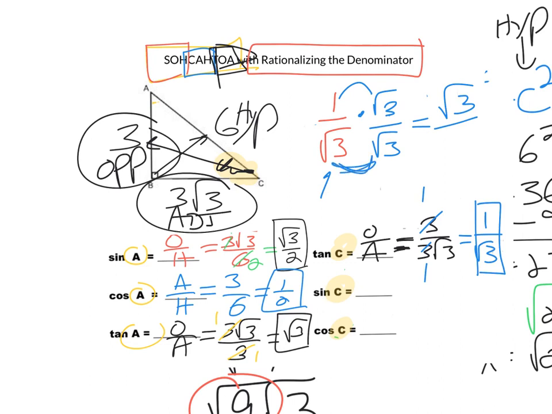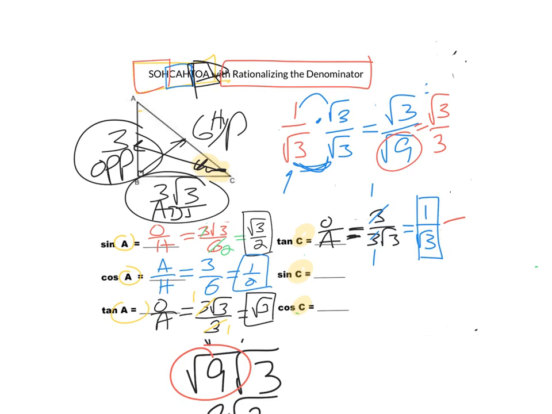Radical 3 times radical 3 is radical 9. But what is the square root of 9? That's just the number 3. So here I have radical 3 on top and the number 3 on the bottom. And that's what our final answer is going to be. That's a more acceptable form because you're not allowed to have a radical in the denominator of a fraction.